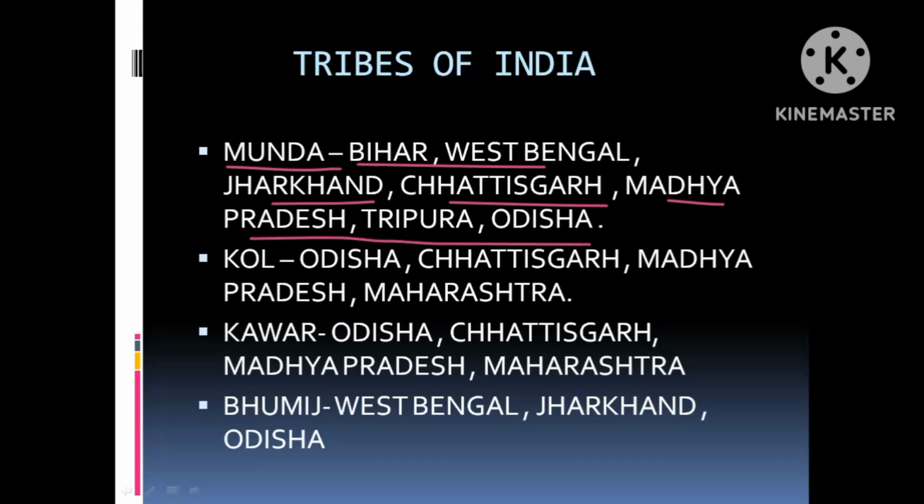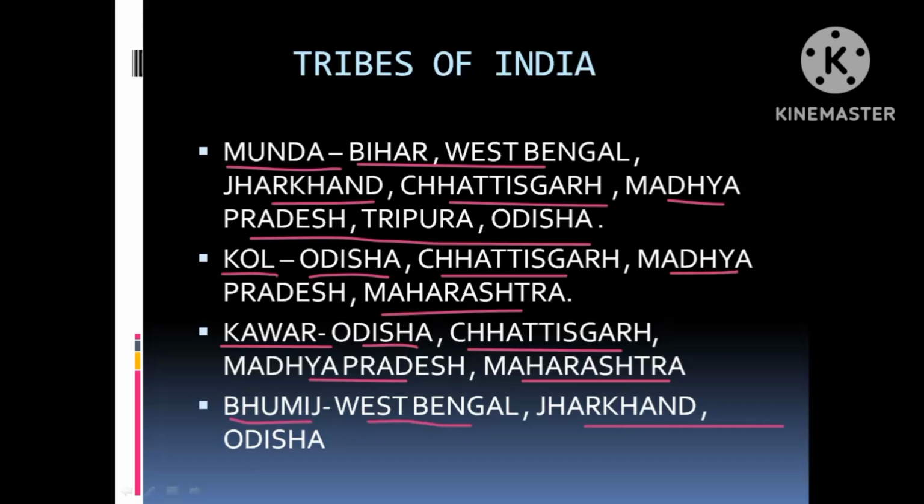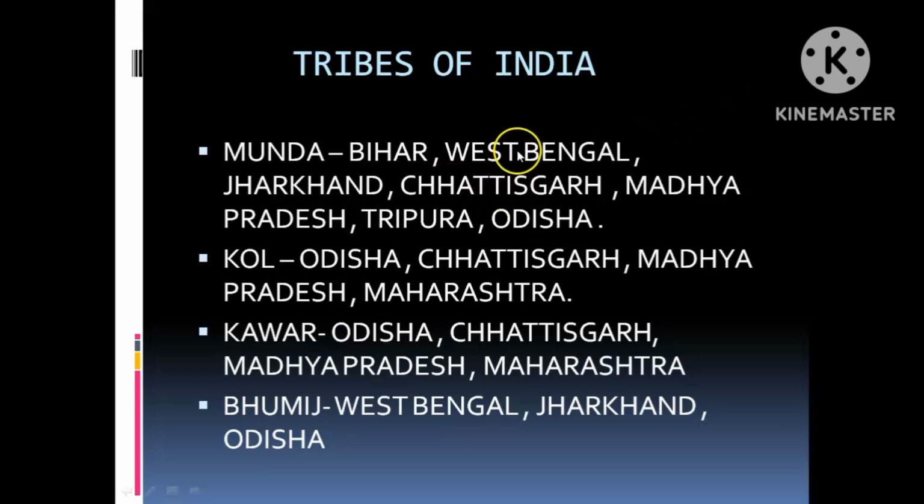Next, we have another tribal community, the Pol, commonly found in Odisha, Chhattisgarh, Madhya Pradesh, and Maharashtra. Next, the Kawas, found in Odisha, Chhattisgarh, Madhya Pradesh, and Maharashtra. Another tribal community is the Bhumij, commonly found in West Bengal, Jharkhand, and Odisha. So these are the various kinds of tribal communities.